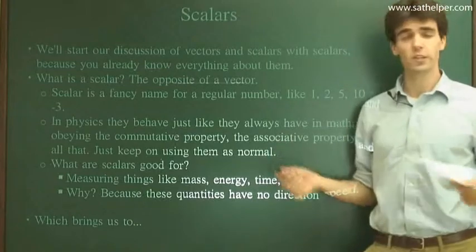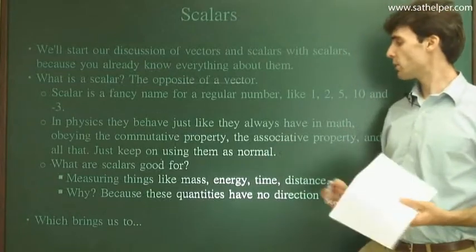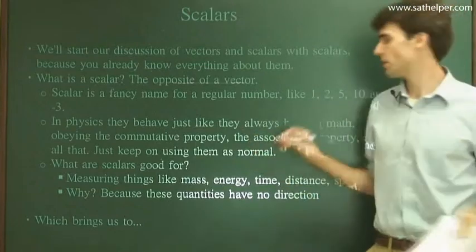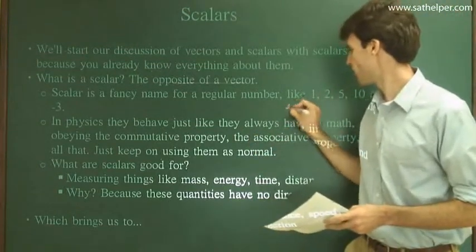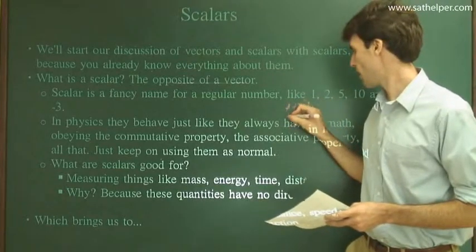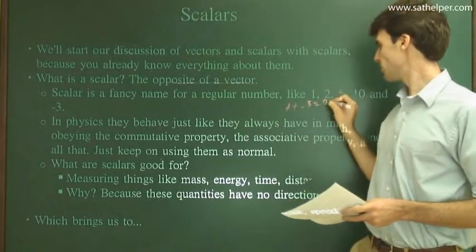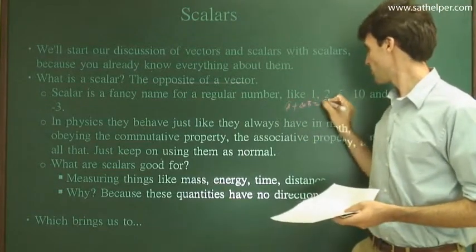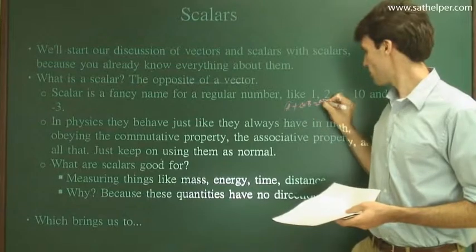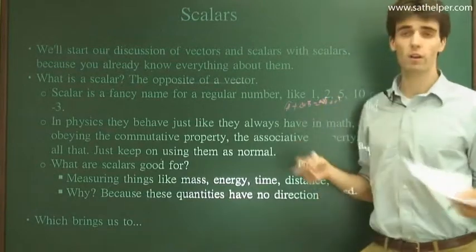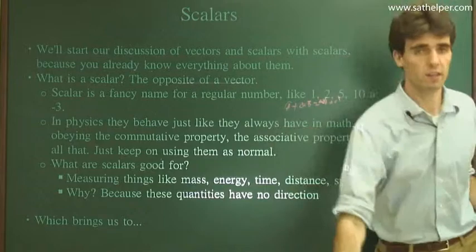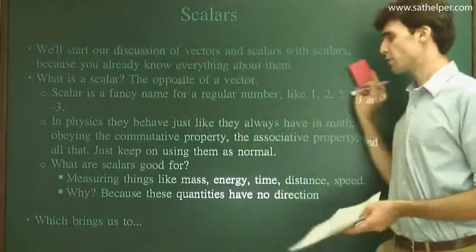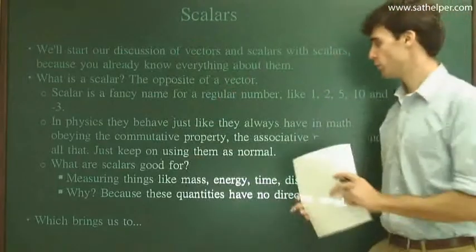So again, in physics, just like in math, they behave just like regular numbers always have. In algebra, they obey the commutative property, A plus B equals B plus A, and the associative property, A plus B plus C equals A plus B plus C. You can group them however you want. So they're regular numbers, and you don't have to worry about their behaviors at all, because you already know how to use them. So just keep on doing your thing, and everything will be just fine.